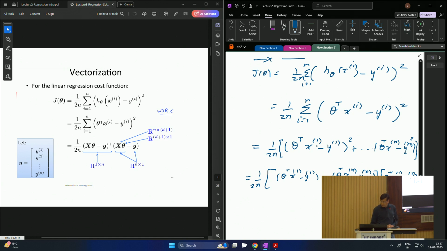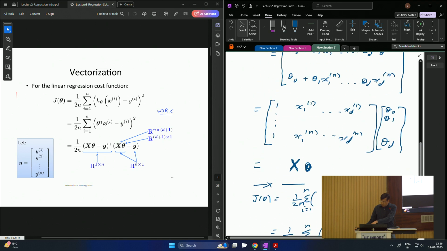This into this is this square, this into this is this square. So you're just writing it as an inner product of two vectors. Yes or no? Okay. All right. So now what is this, theta transpose x1 to yn? Recall this.